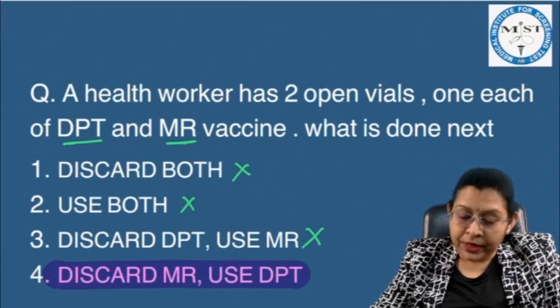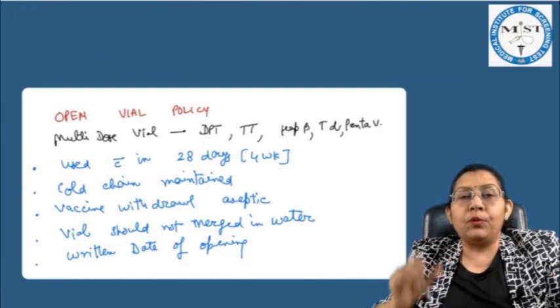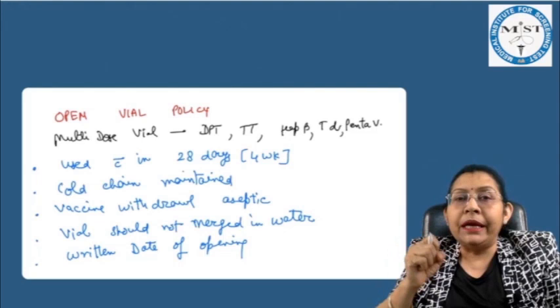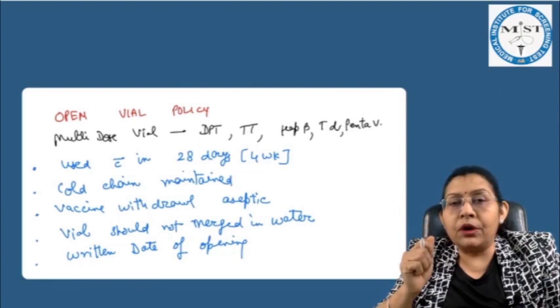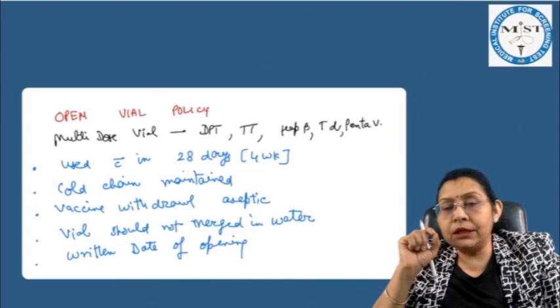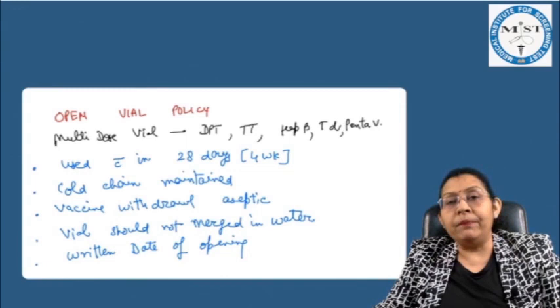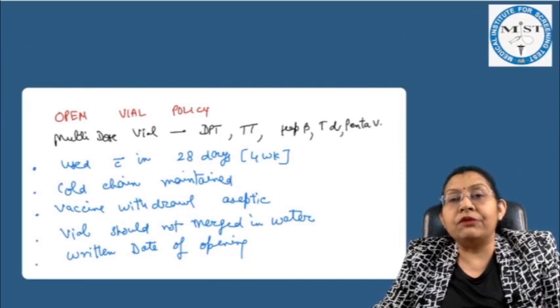And this concept we had also discussed in our lectures, that the open vial policy is applicable for multi-dose vials like the DPT, TT, hepatitis B, TD and the pentavalent vaccines, and we have to use them within 28 days of their opening, provided the cold chain is properly maintained, the vaccine is withdrawn with aseptic precautions, the vials are not submerged in water, and the date of opening is written on the vial. When all these guidelines are fulfilled, then only we can use these open multi-dose vials within the next 4 weeks.